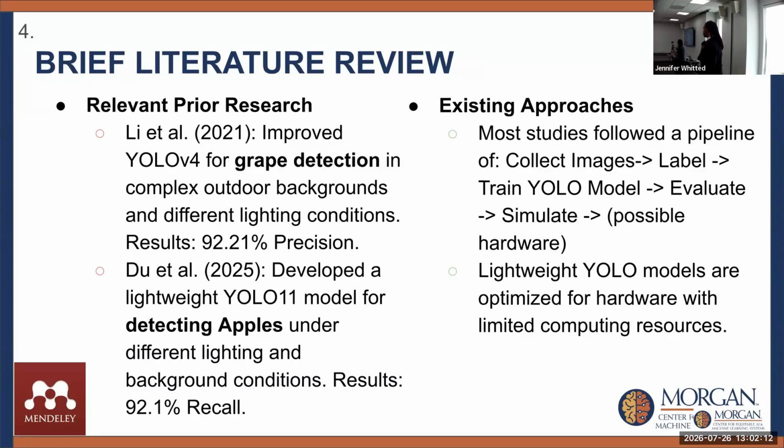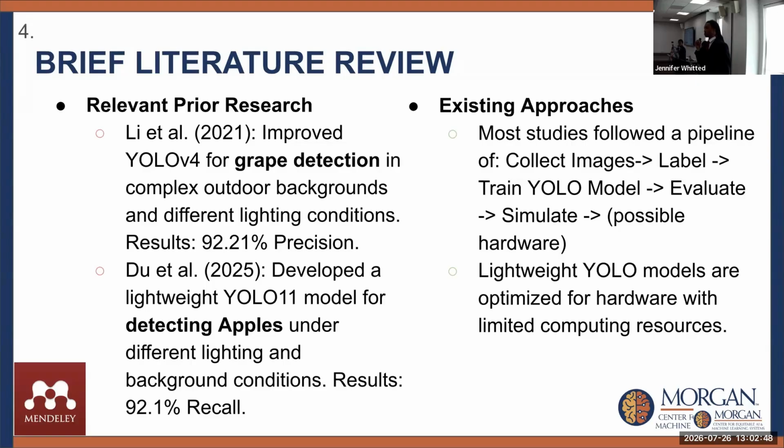And I'll be taking the brief literature review. As AI has been evolving, computer vision helps humans to mimic human visual intelligence. And as a team, we reviewed lots of research papers and I'll be going over a few of them today. First, we improved the YOLOv4 for grid detection in complex outdoor backgrounds with different lighting conditions, and resulted in a 92% precision. And we developed a lightweight YOLO model for detecting apples in different lighting conditions and background conditions, and resulted in a 92% result.